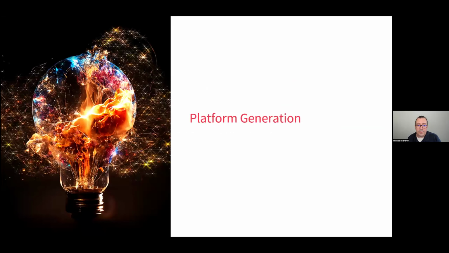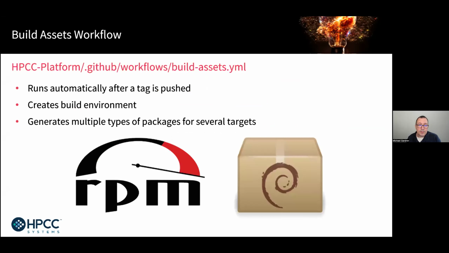So let's hop into platform generation next. So this all is run by the build assets workflow. Workflow files are something in GitHub Actions that are in your source code under .github/workflows. And these individual YAML files describe a process for either doing builds or running tests based on certain GitHub events that can occur. So ours are set up to run automatically after tags are pushed.